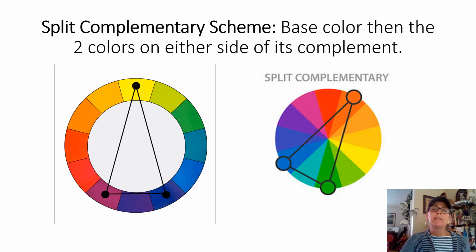Split complementary, like I mentioned earlier, is where you have one color and then you go directly across, defined as its complement, but you take the two colors on each side. So for yellow, instead of purple, it's going to be red purple and blue purple. All right, so it's a split complementary. You see that a lot in fashion, right?